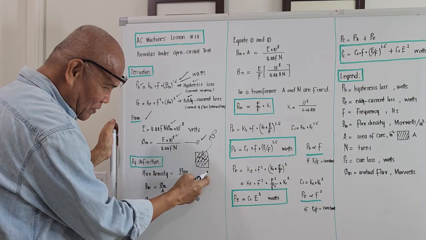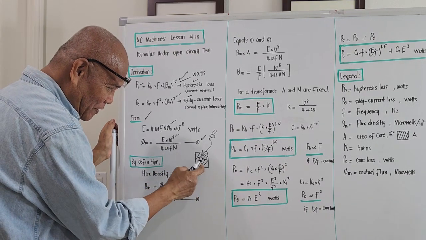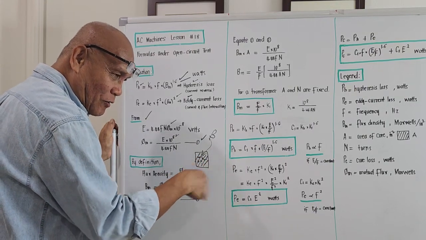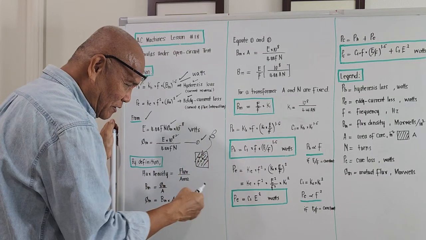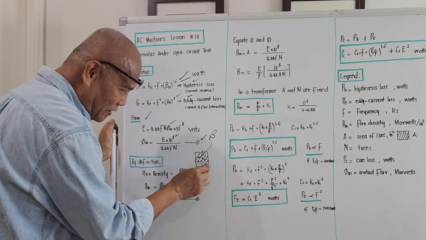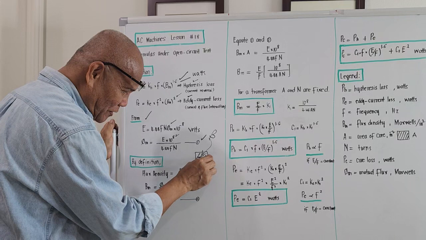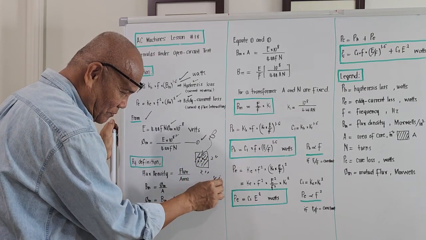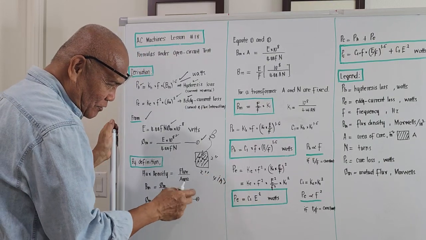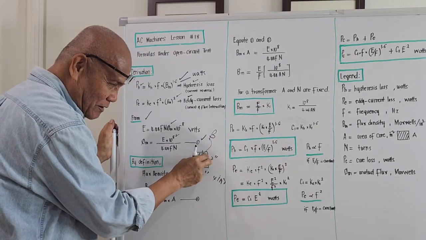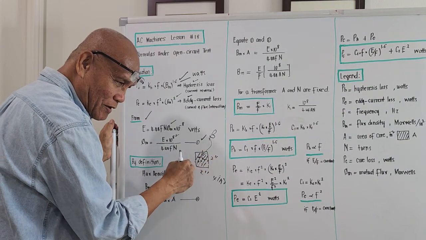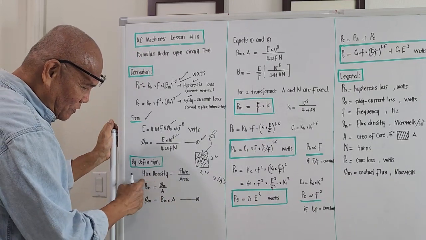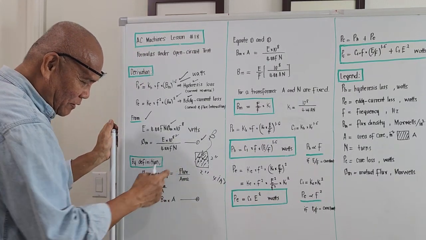So flux density will be the flux that's produced by the coil in which there was current passing, divided by the area. The area is actually the cross section. So if this is 2 inches and this should be 2 inches, the area should be 4 square inches, something like that. So the flux density will be the flux going into the area of the core, divided by the unit area. So this is by definition. Flux density is flux per unit area.